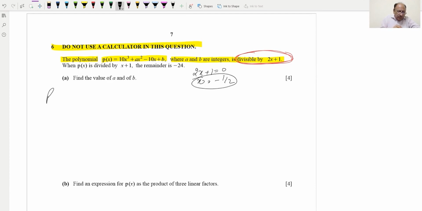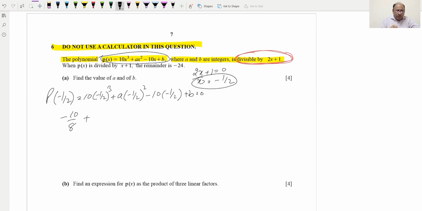By the remainder theorem, P of -1/2 will be equal to 0, and if we find P of -1/2 from here, we will get 10 into (-1/2) cubed plus a into (-1/2) squared minus 10 into (-1/2) plus b is equal to 0. This will be our equation. Now if we solve this, mentally you can solve, it will be minus 10 over 8, plus a over 4, and plus 10 over 2 will be 5, so plus 5, and plus b is equal to 0.